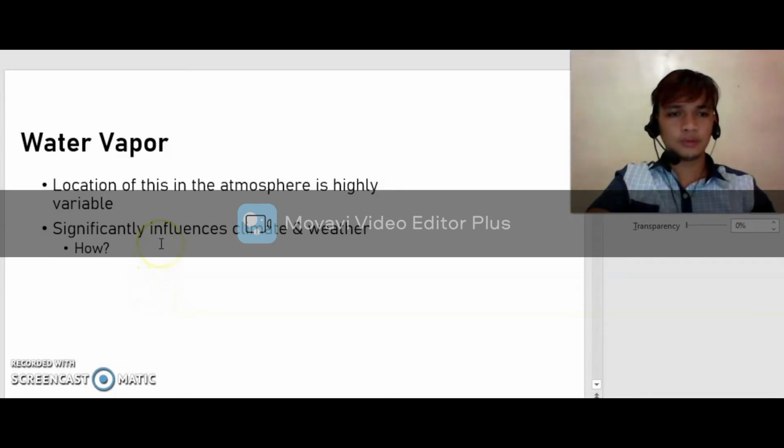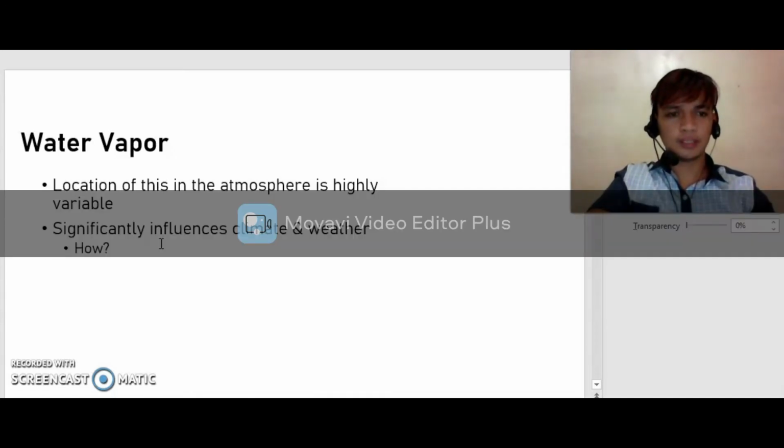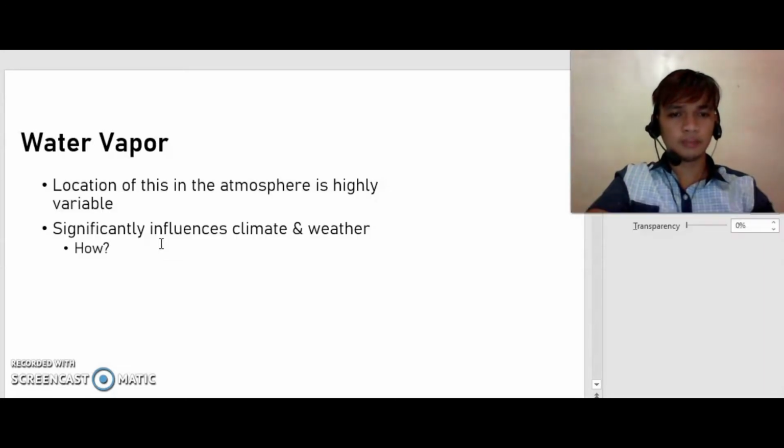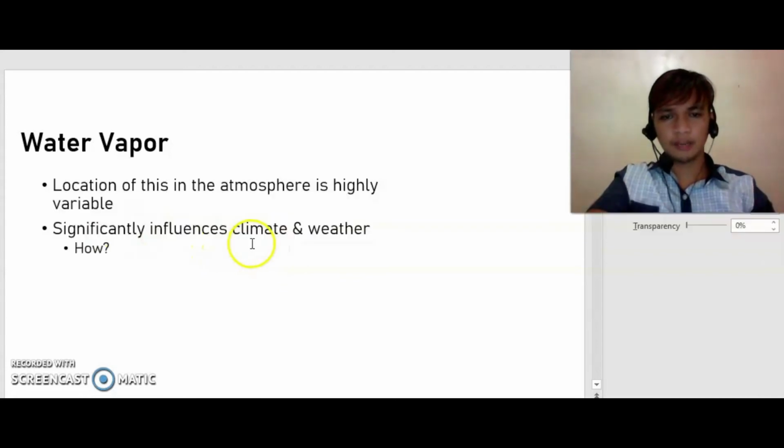But when you go to colder places, wala tong mga water vapor because they are already dense. Water vapor depends on the amount of temperature in a place. The liquid will become gas if there is a good amount of temperature that is given to the liquid for it to change its form. So water vapor significantly influences climate and weather. Okay, the question is how? How does it influence climate and weather?